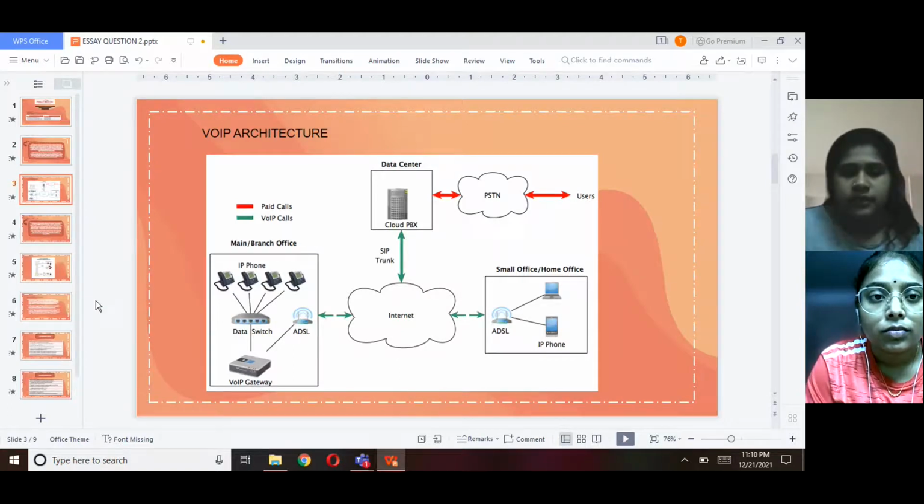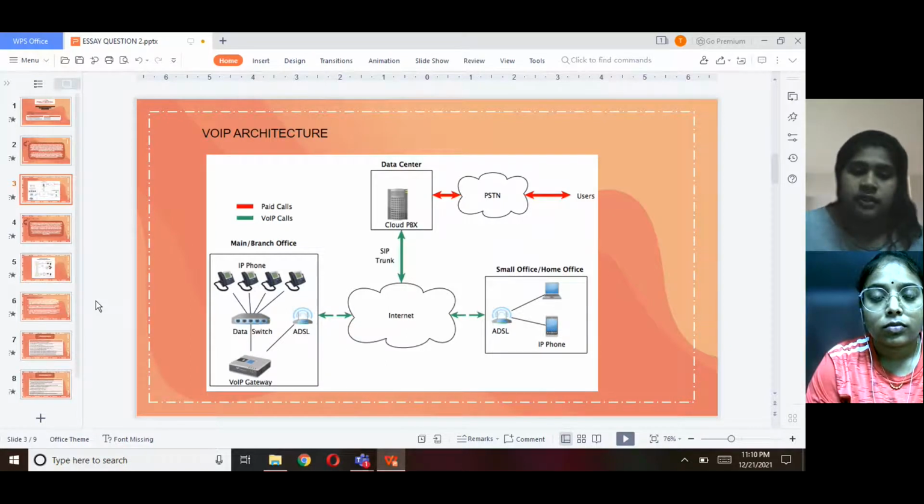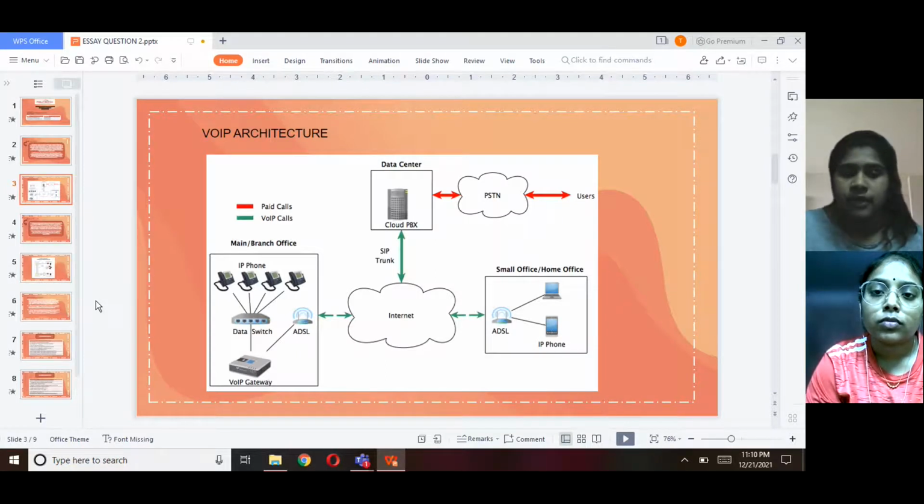The Internet is connected with three devices: the VoIP gateway, the data center, and the small office or home office. The data switch is connected with the VoIP gateway and IP phone, and the VoIP gateway is connected with ADSL. To the small office, ADSL is connected with the IP phone, and then the Cloud PBX is connected with PSTN, and PSTN goes to users.